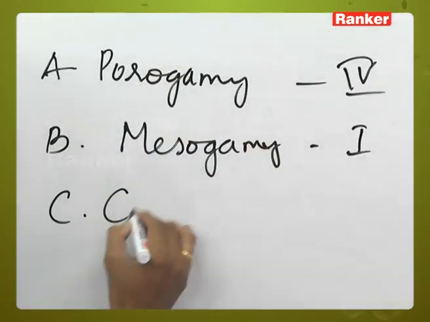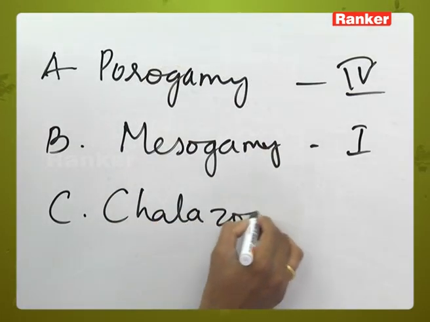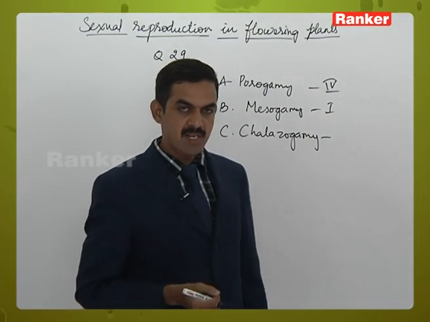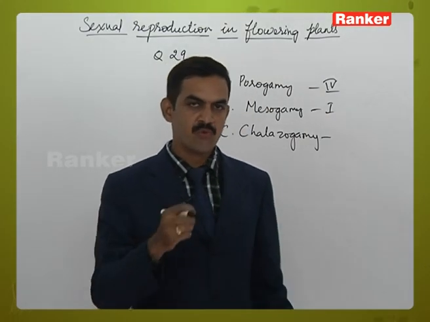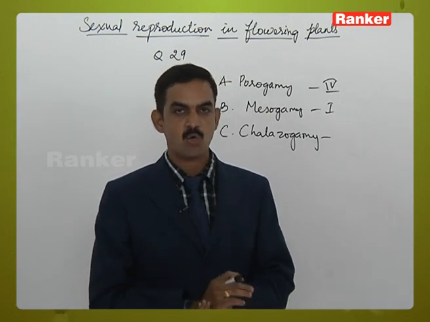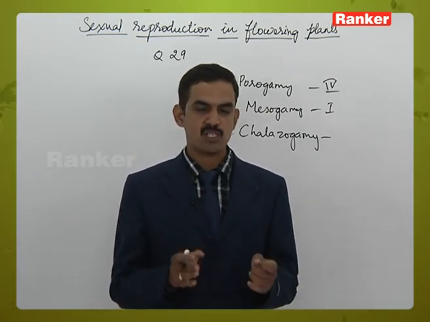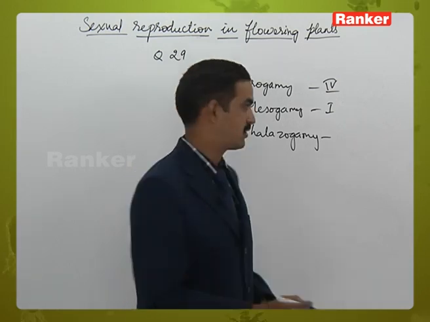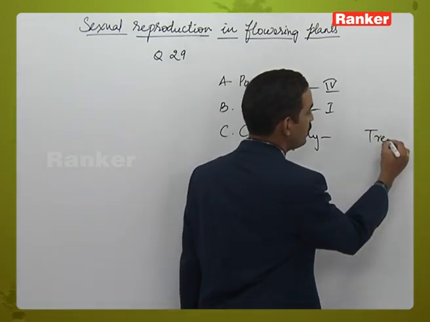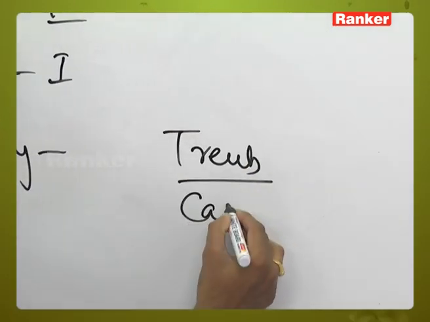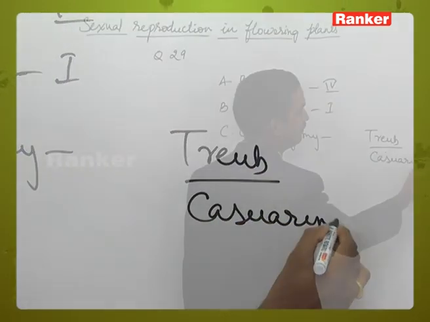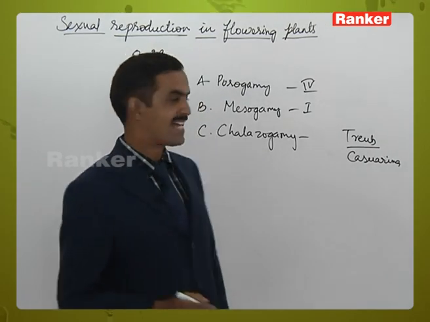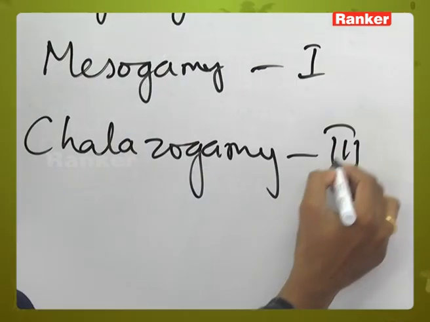C is chalazogamy. Chalazogamy means the entry of the pollen tube into the ovule through the chalaza. This chalazogamy was first identified by a scientist called Treub, T-R-E-U-B, in a plant called Casuarina. So in list 2, option 3 exactly suits chalazogamy.